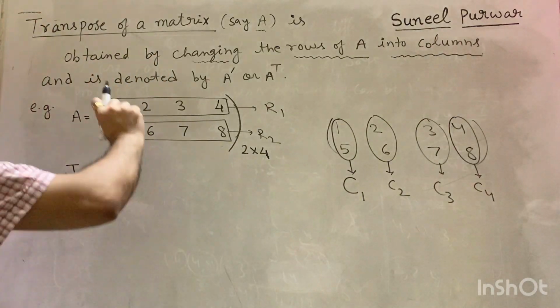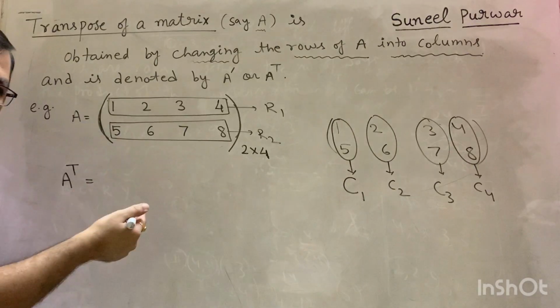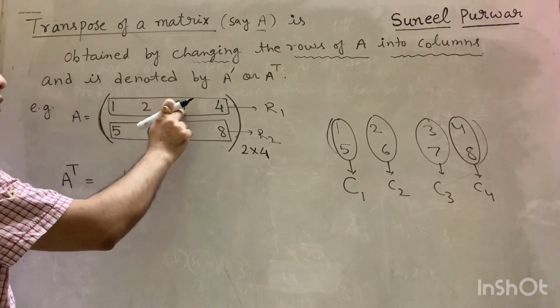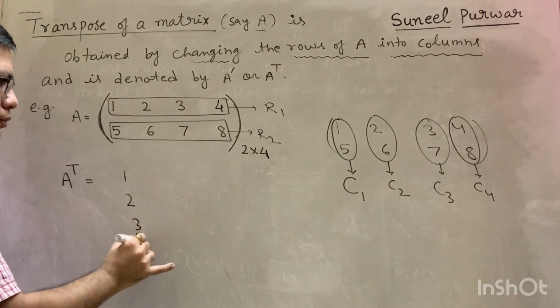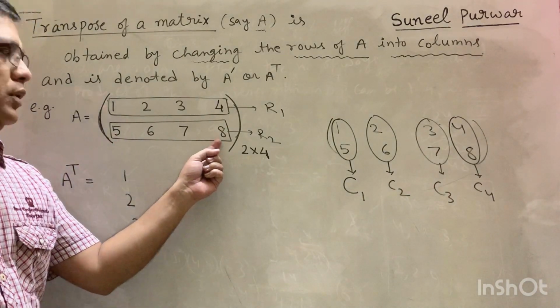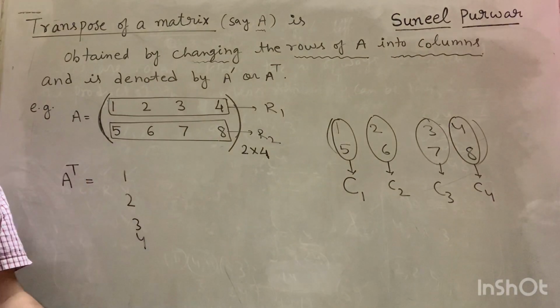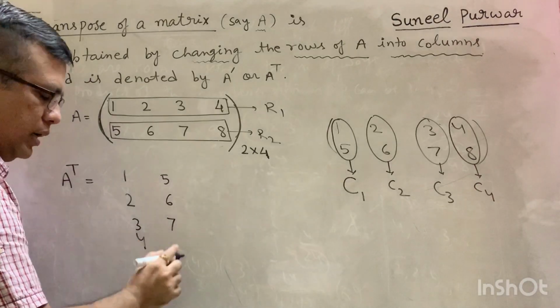Let's do that. So this is the first row. Write it vertically to change it into a column. So what will you write? 1, 2, 3, 4, written vertically now. Second row: then you change the second row into a column. The elements are 5 6 7 8. Now write this also as a column: 5, 6, 7, and then 8.